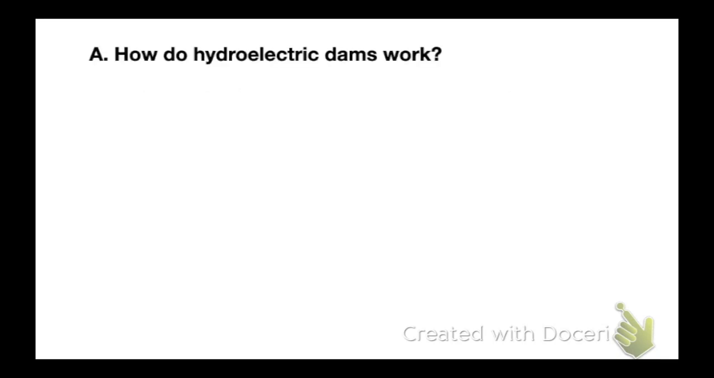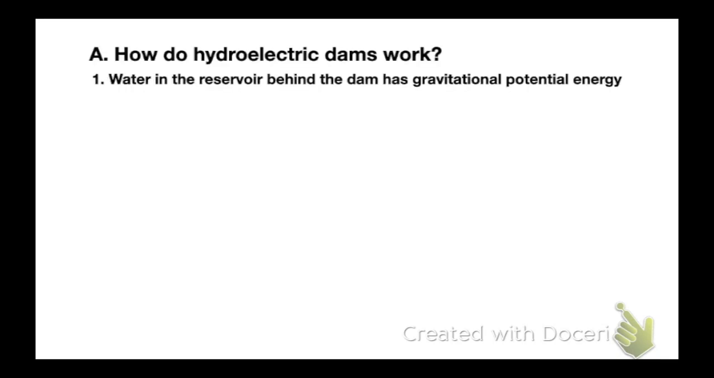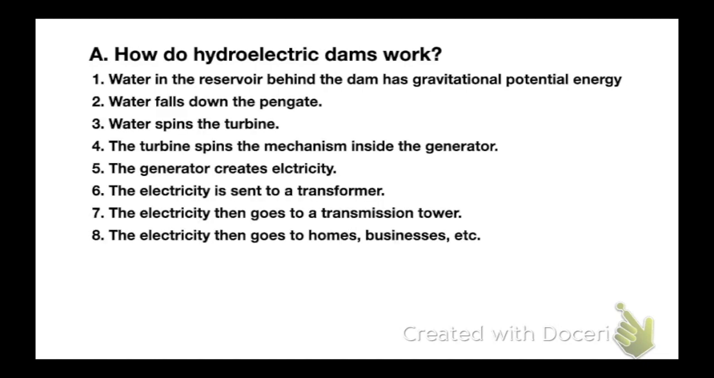Okay. So how does an electric dam work? Well, I'm going to put all of these up. Okay, so first of all, you know that we have a reservoir, so a bunch of water behind a dam. And because that water is elevated, meaning it's at the top of the dam, it has to travel down a ramp, basically. So it has gravitational potential energy. And then the water falls down the ramp. The ramp has a special name called a penstock.